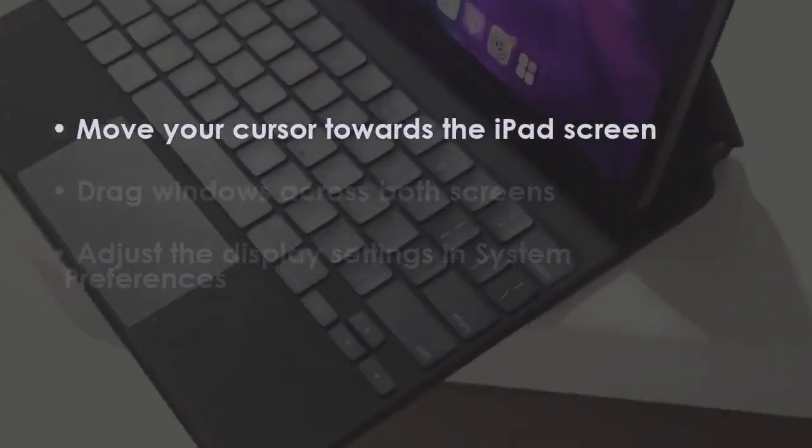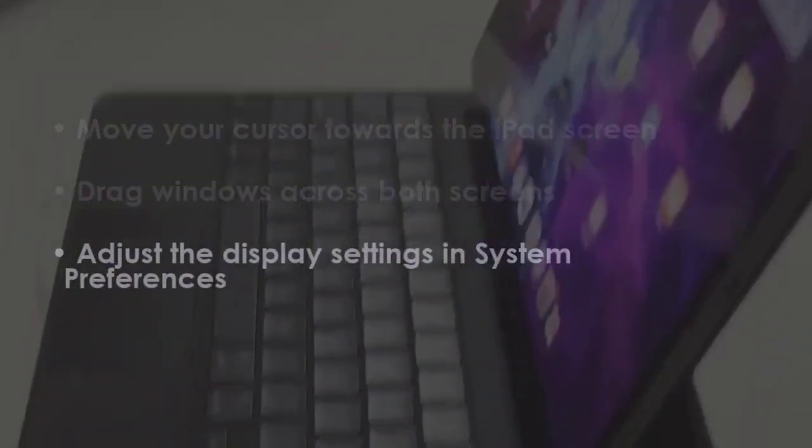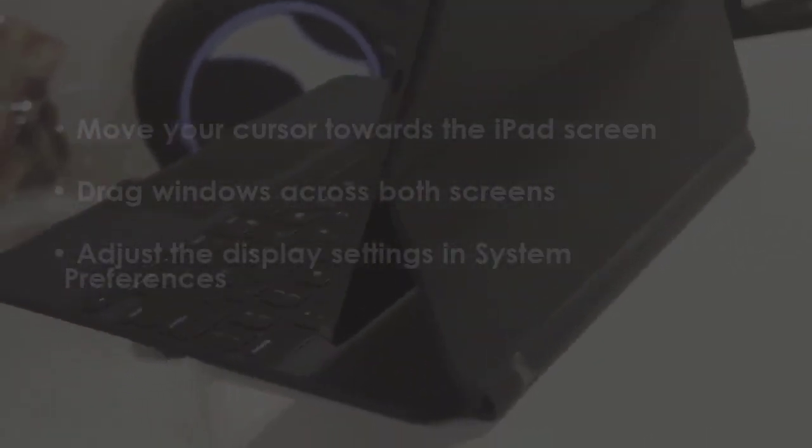In the next step, move the cursor toward the iPad display. Then shift windows between both screens. Now modify the display settings in System Preferences. You are good to go.